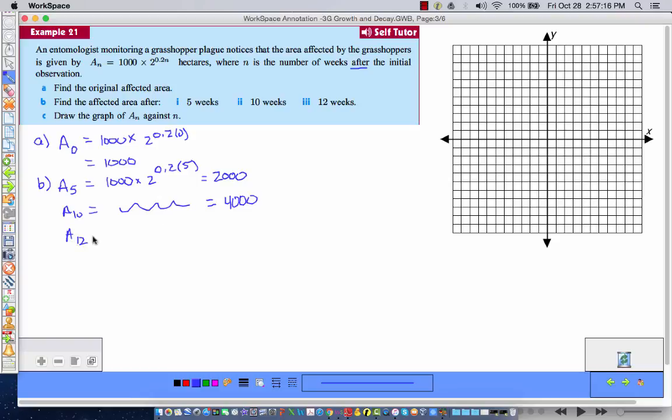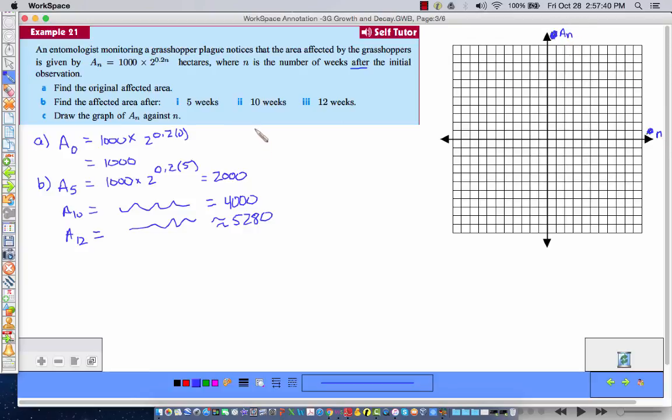And then what do they want? A sub 12. Again, same thing. Instead of a 5, it would be a 12. And it turns out to be about 5,280 hectares. Okay, and they want us to draw the graph of A sub n against n. So I'm just going to get rid of this x and call it an n. And this is going to be my A sub n.